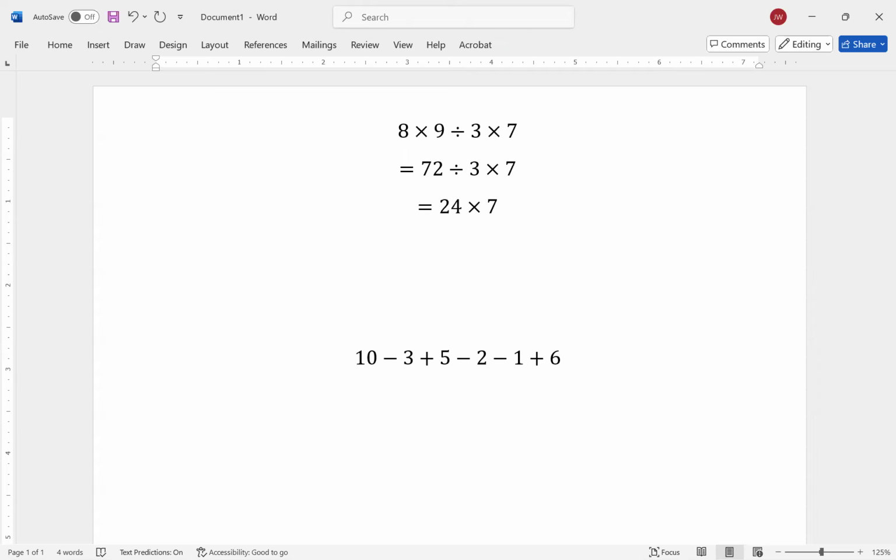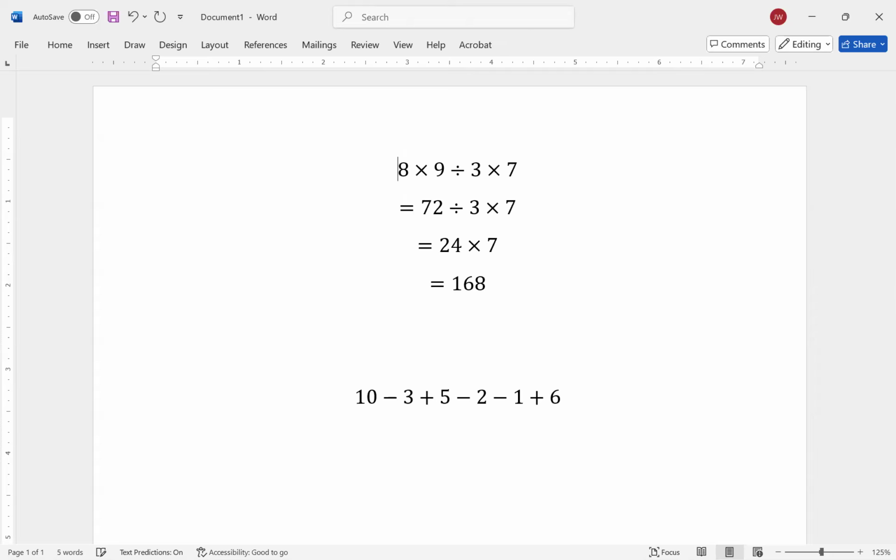And then 24 times 7 becomes 168. Oftentimes, when people memorize the word PEMDAS, instead of thinking about it in 4 categories, people start multiplying before they do their division. And so if you multiplied the 3 times the 7 before you did the division, you would not get 168. The correct answer is 168.